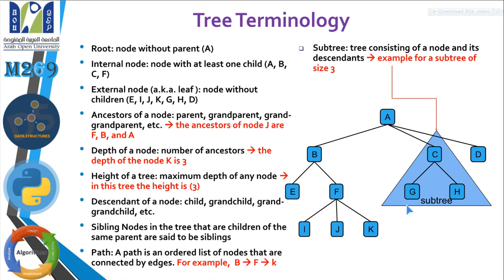Also we have the subtrees. See, we can have the trees as a general, and the tree is composed of subtrees. So, for example, CGH is a subtree, BEF is a subtree, FIJK is a subtree. Even this BEFIJK, we can consider it as a subtree, and so on.